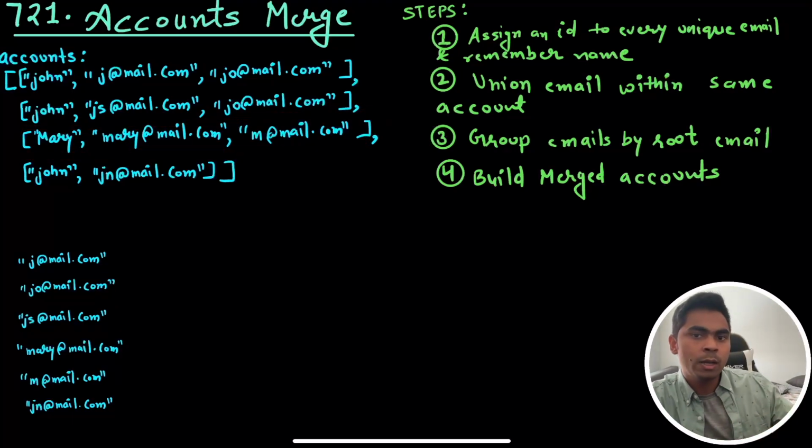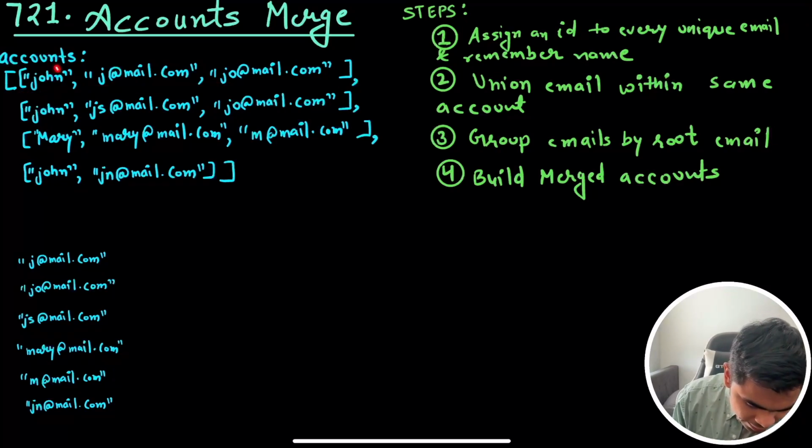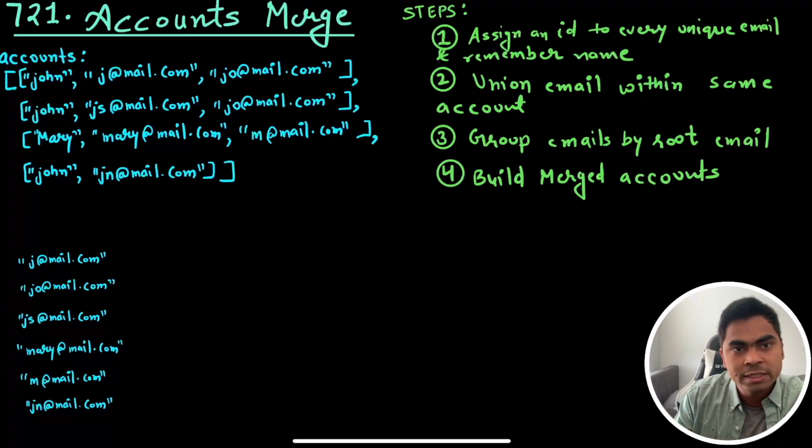These different accounts belong to different people, or some accounts might be shared by just one person. So what do I mean by that? If you see right here, let's go to the first account. The first account has the name John. John's emails are basically j@mail.com, joe@mail.com. Now the second account is also John, but it's not guaranteed that they belong to the same person, because two different people can have the same name.